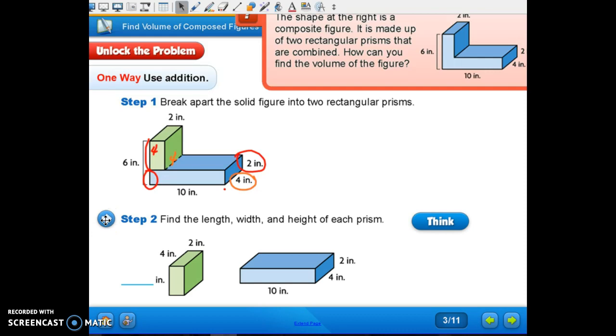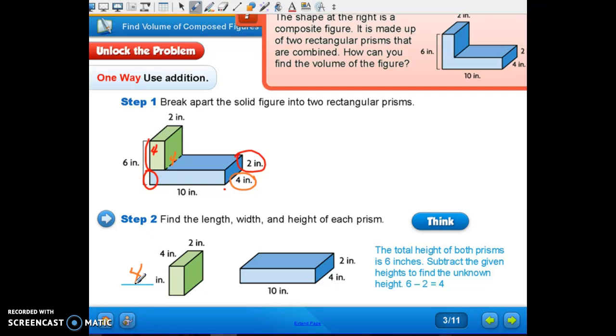So there you go. Find the length, width, and height of each prism. Think, it says. The total height of both prisms is 6 inches. Subtract the given height to find the unknown height, 6 minus 2, which is exactly what we did. And we determined that this is 4. Okay, is everybody with me? Yeah. We determined that that measurement is 4.